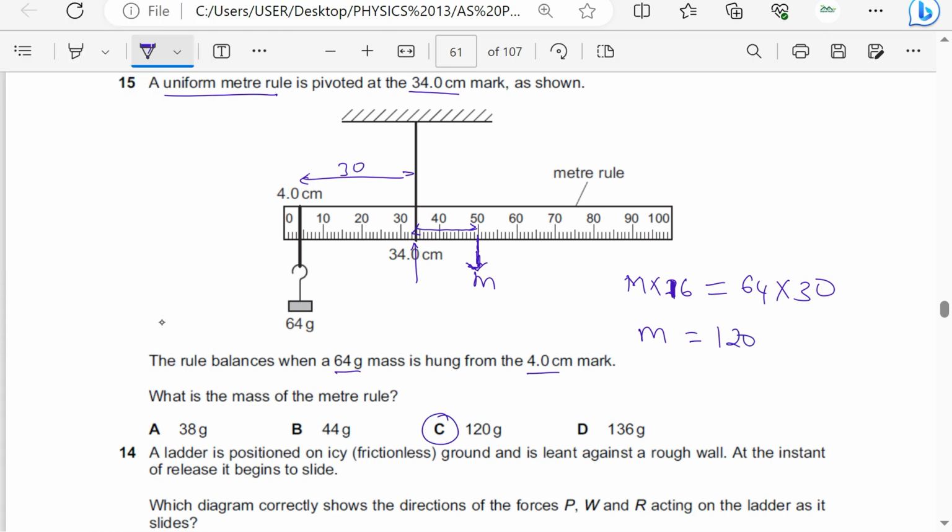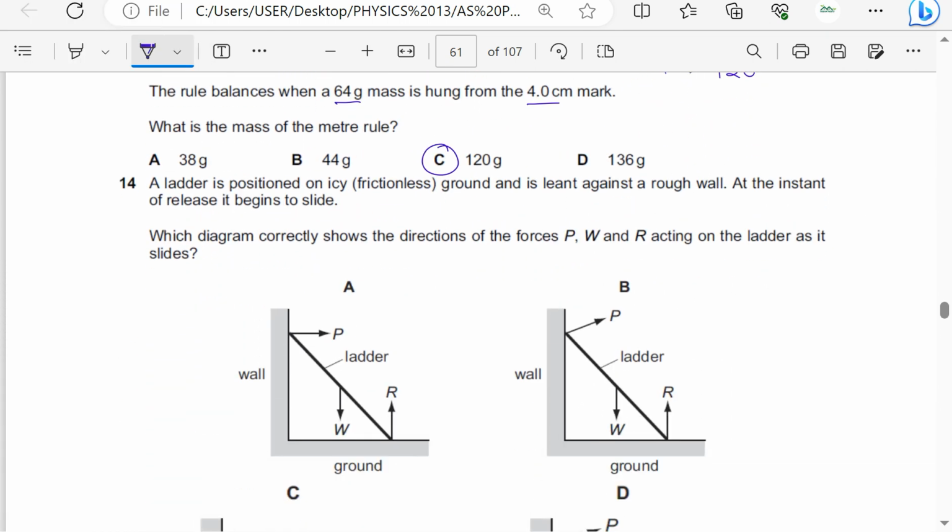A ladder is positioned on icy ground and is leaned against a rough wall. At the instant of release, it begins to slide. Which diagram correctly shows the direction of the forces P, W, R acting on the ladder as it slides?